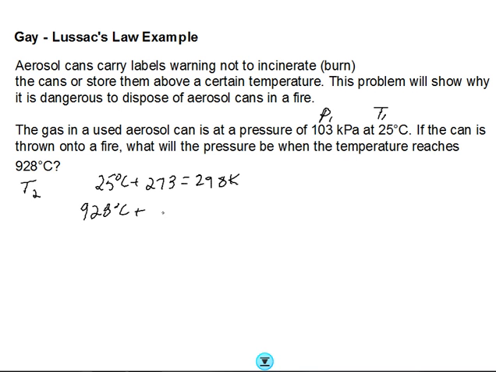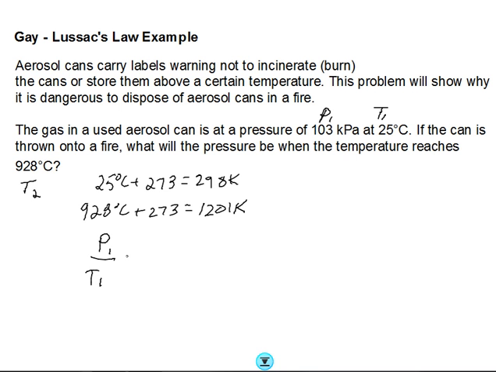All right, so let's go ahead and add 273 to our degrees Celsius to get them into Kelvin. So you take, oh boy, this is a hard one. 928 degrees Celsius plus 273 is 1,201 Kelvin. We have our pressure 1. We're looking for our pressure 2.